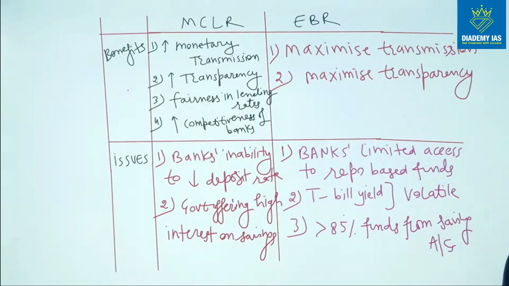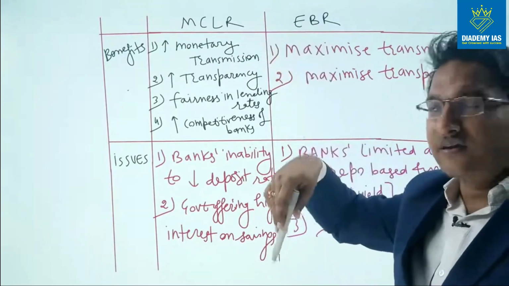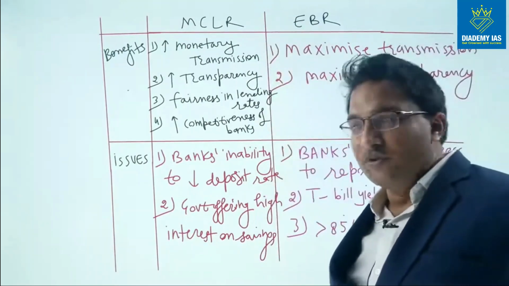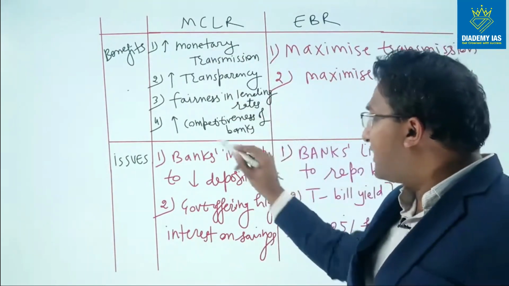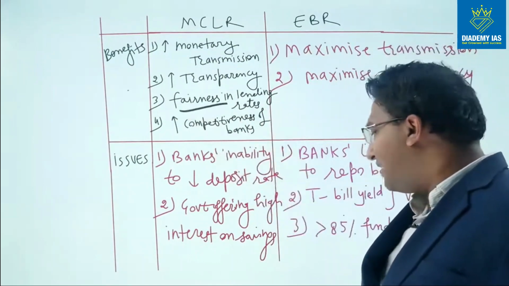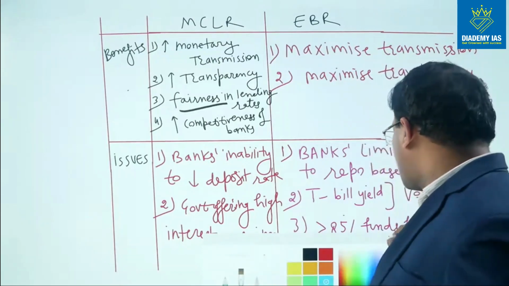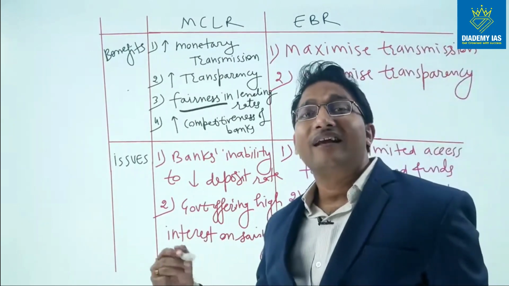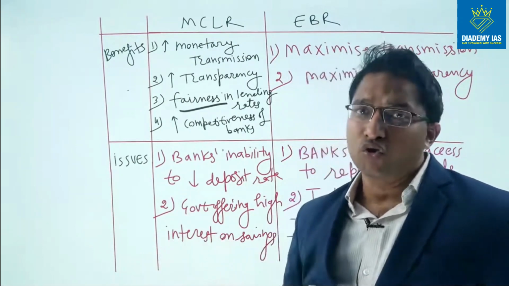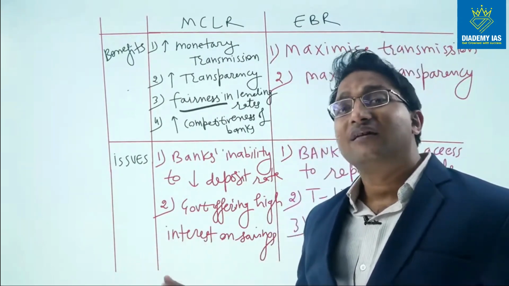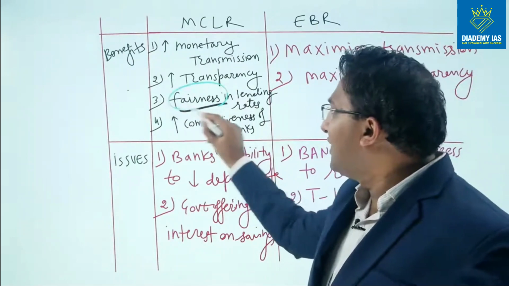So now let us discuss benefits. The benefit of MCLR as compared to the base rate is that it increases the monetary transmission and it also improves the transparency. Then it ensures the fairness in the lending rate. How does it ensure the fairness in the lending rate? Because it ensures that the latest cost of fund is used to determine the cost of borrowing. If the latest cost of fund is less, then the new customer should get the less rate of interest. So this ensures the fairness in the lending rate.